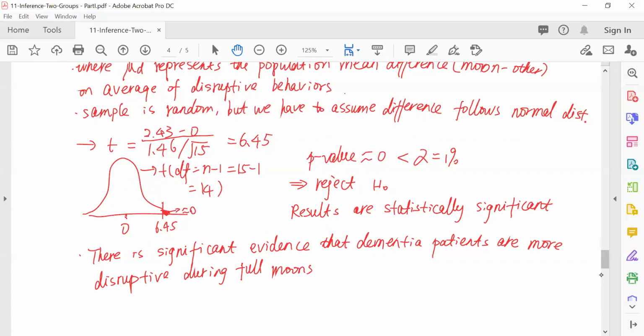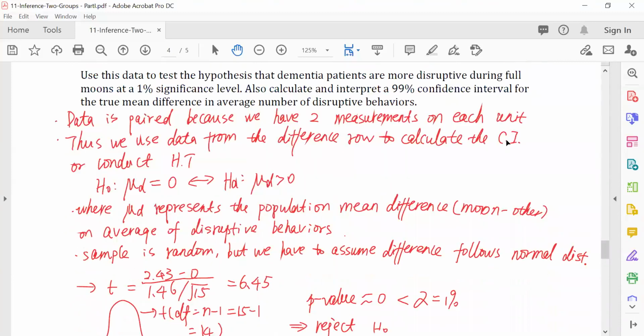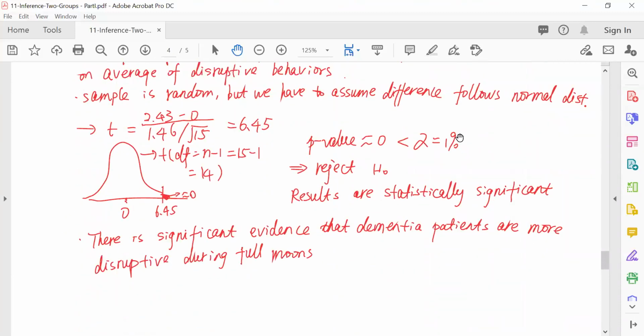And again, this is just a sample from maybe one hospital or one nursing home. When you try to make a conclusion about the entire population, you have to be careful about how you got the sample, whether it's representative of the entire population or not. So let me be more careful, say in this hospital, because your sample is just collecting from this hospital, and we don't know whether this hospital is representative for all the population.